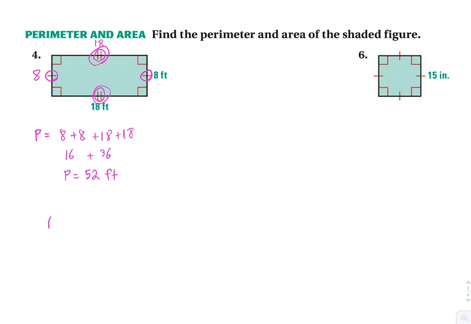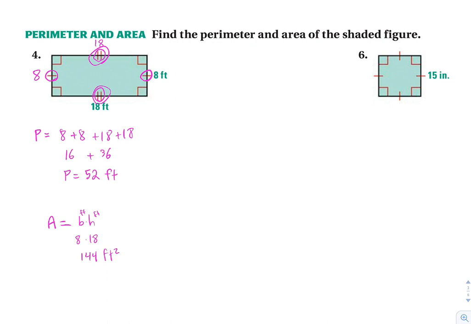I'm not going to be particular about units, though. The area of this one, this is a rectangle, so base times height. So that's 8 times 18. So that's 80 and 64, or 144, and this was feet times feet. So the units are feet squared.